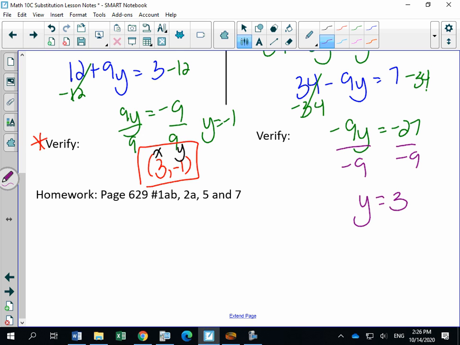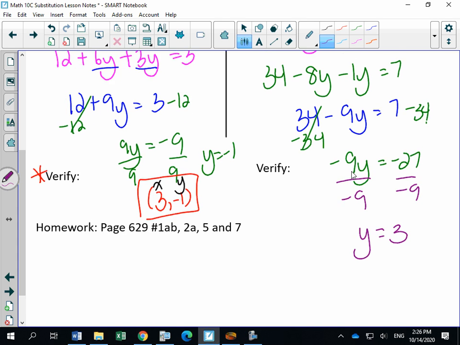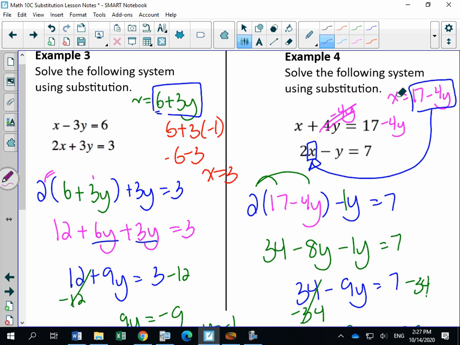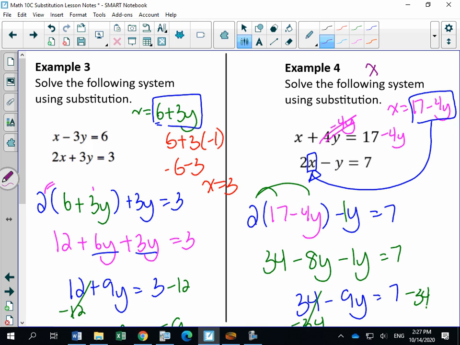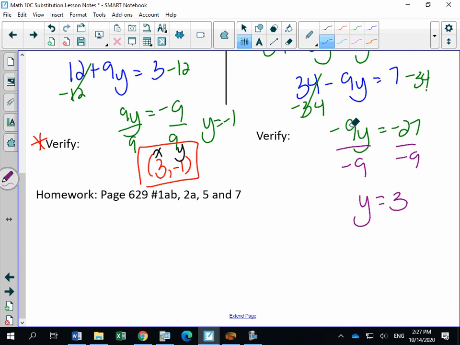So now that I know what y is, I just have to figure out what the x coordinate is. I go back up, and right up here I've solved for x. x is going to be 17 minus 4 times y. We got y was 3. So x is equal to 17 minus, if y is 3, 4 times 3 is 12. 17 minus 12 would give us an x value of 5. So my x value is equal to 5. My ordered pair is 5, 3, and that would be your solution.